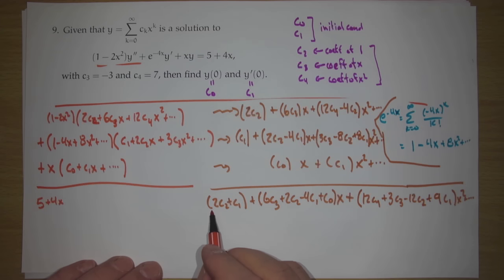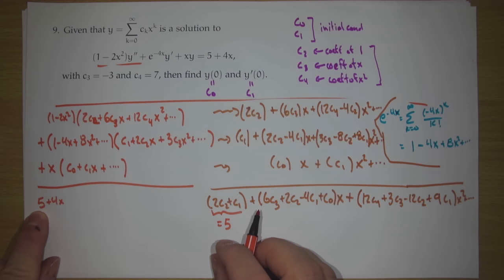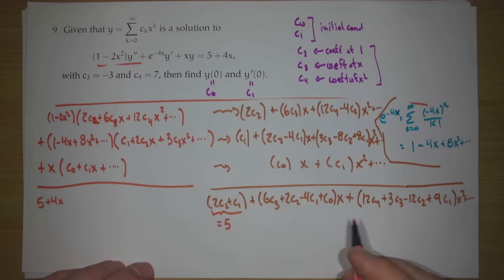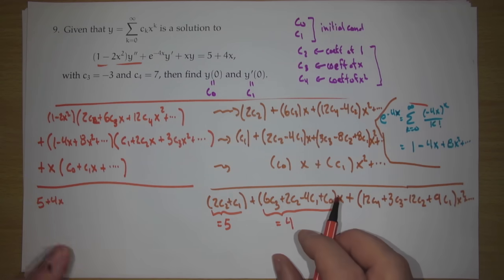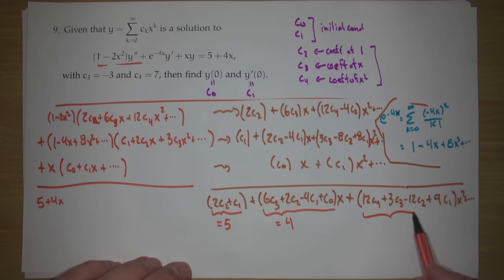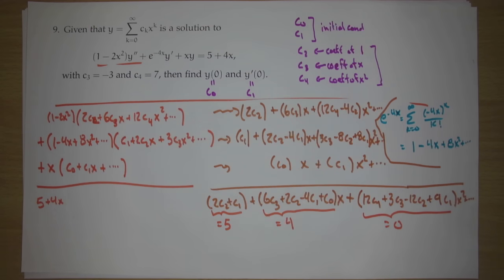We're replacing every piece by its part of the polynomial, expanding it out and grouping coefficients. What's true about 2c2 plus c1? It equals 5. That's the constant. How about 6c3 plus 2c2 minus 4c1 plus c0? It equals 4. How about this long piece? It equals 0. All right.